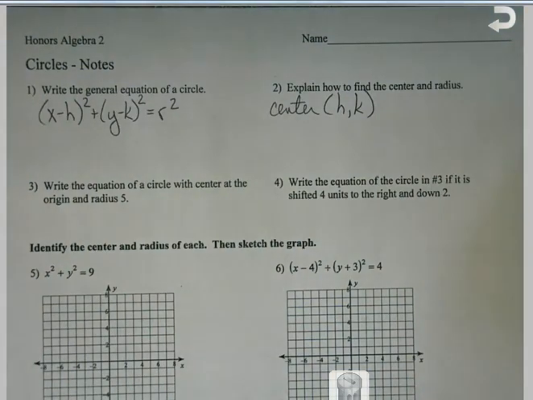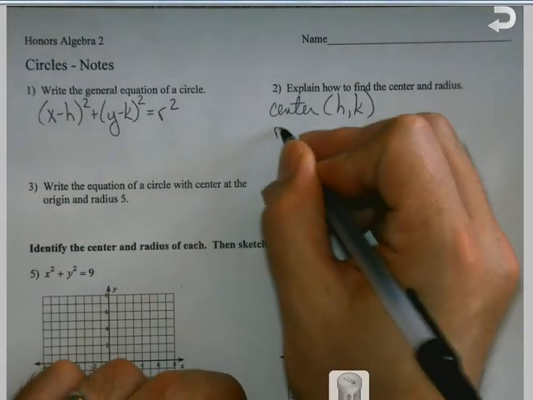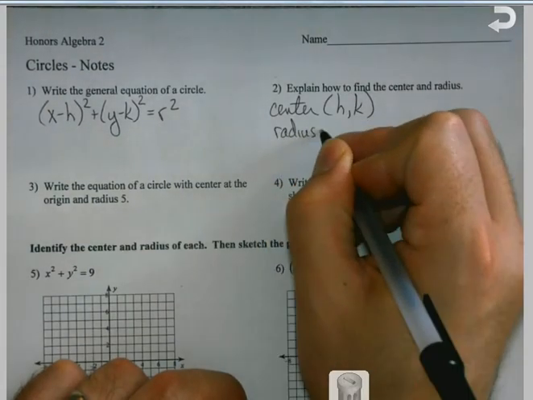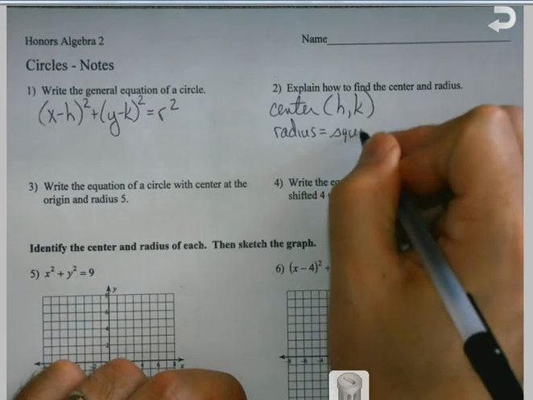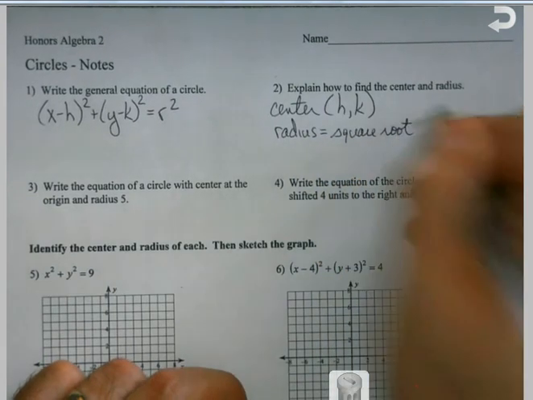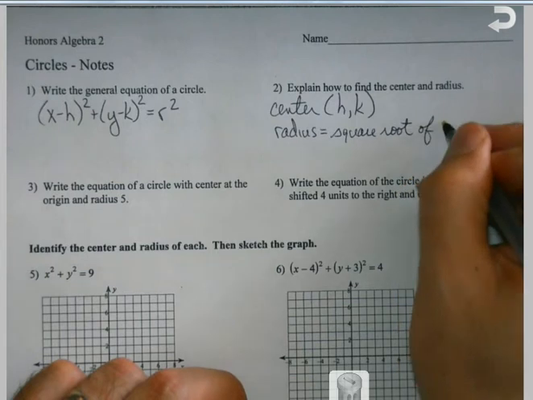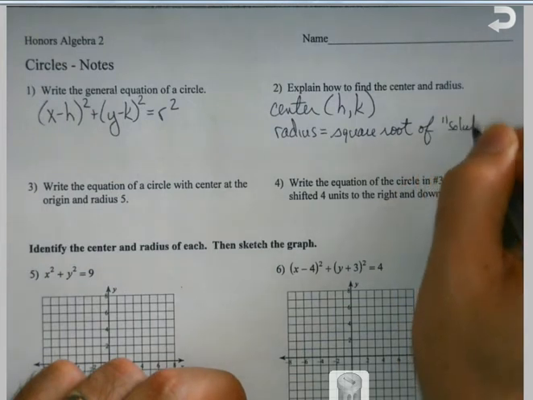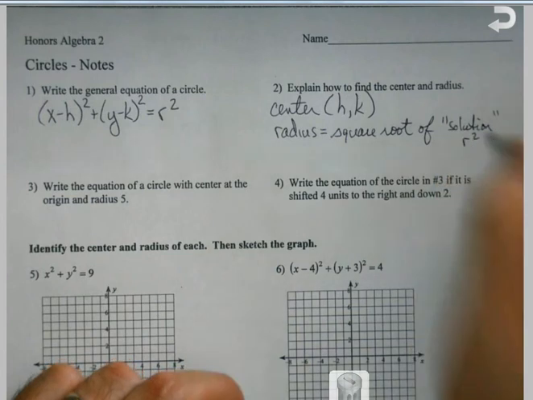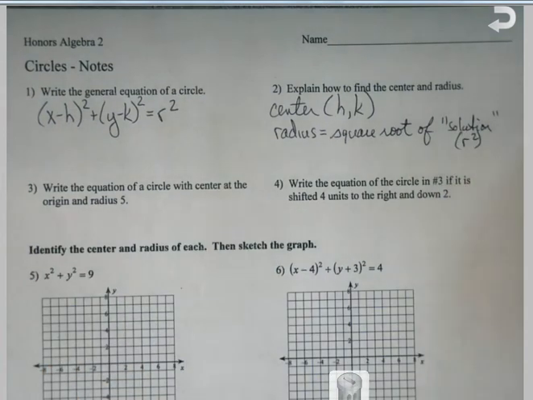Now here's the part that's tricky though. Notice in the equation it says x minus h, y minus k. So when you're trying to figure out these parts, you're actually thinking about the opposite of what you normally would. And I'm going to put an example down in a minute to explain this. Your radius is basically going to be the square root of your solution, or your r squared that you have on the right side of your equation.